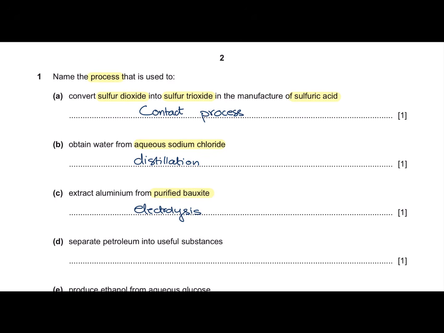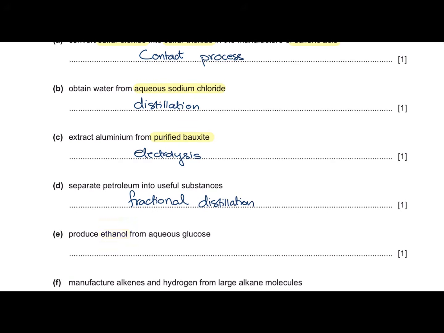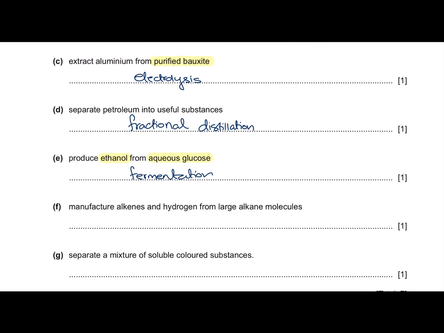Separate petroleum into useful substances. This was fractional distillation. Next up, produce ethanol from aqueous glucose. This was fermentation. Part F. Manufacture of alkenes and hydrogen from large alkane molecules. This is called cracking. Basically, the large alkane molecules break down into smaller alkenes or alkanes or hydrogen.